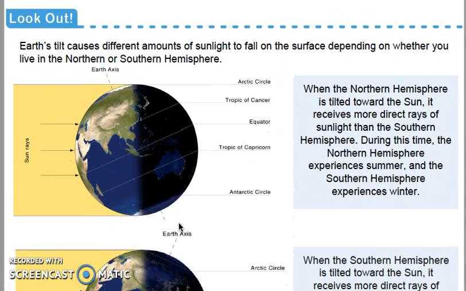Look out. Earth's tilt causes different amounts of sunlight to fall on the surface depending on whether you live in the northern or southern hemisphere. So this is the equator, northern hemisphere, southern hemisphere, Earth's axis. When the northern hemisphere is tilted toward the sun, it receives more direct rays of sunlight than the southern hemisphere. During this time, the northern hemisphere experiences summer and the southern hemisphere experiences winter.